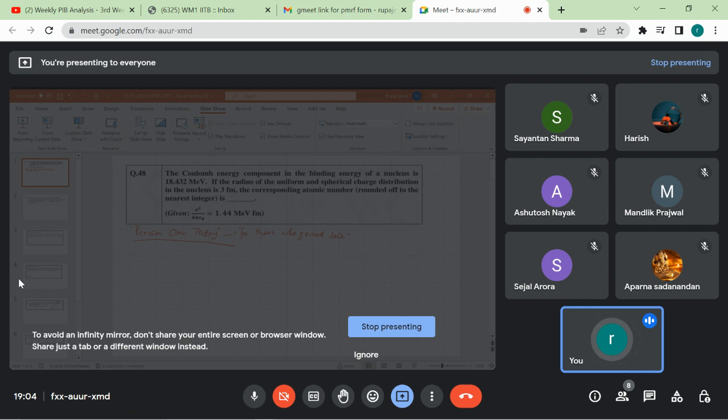The others should give me the answer of this question because you were present in the class. And Aparna, if you know the solution of this question, you can also solve this question that is there on your screen. The Coulomb energy component in the binding energy of a nucleus is this. The radius of this uniform spherical charge distribution in the nucleus. Tell me what is the atomic number value?